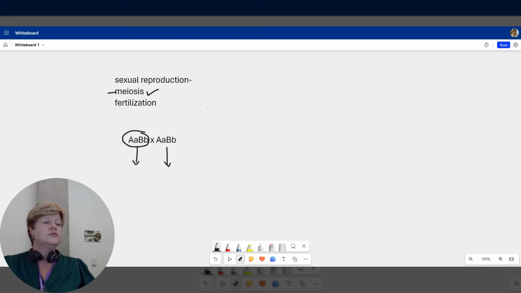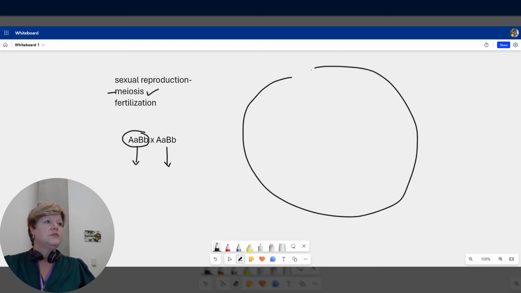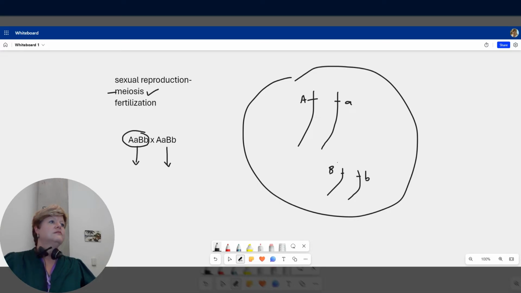When you have an individual that's big A, little a, big B, little b, what it means is in their cells, they have, let's say, a pair of homologous chromosomes, and let's say the gene A is on that chromosome, and they have a big A on one of their big chromosomes and a little a on the other one. And let's say for the Bs, let's put the Bs on a shorter chromosome. Here's a homologous pair, and you have a big B here and a little b here.